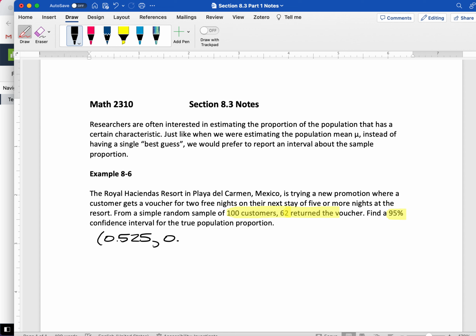And so what this means is that I am 95% confident that for the population of all customers that are visiting the resort and getting the voucher, the true proportion of people who will return the voucher is somewhere between 52.5% and 71.5%.